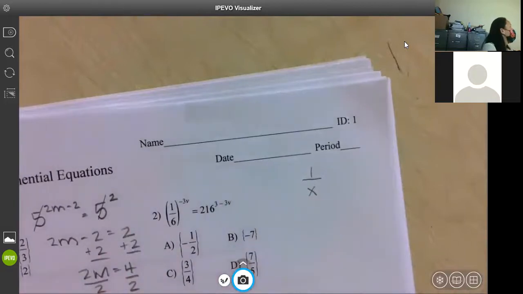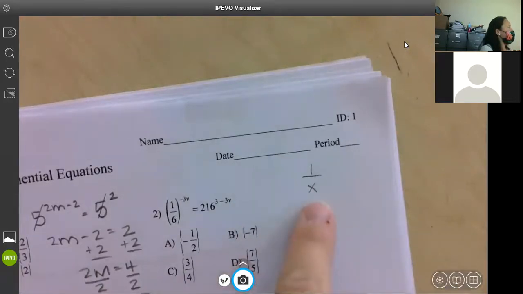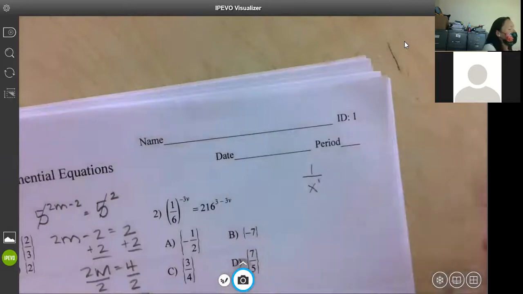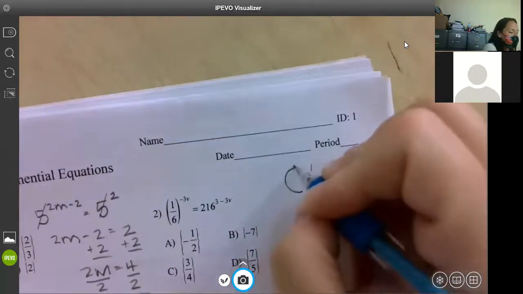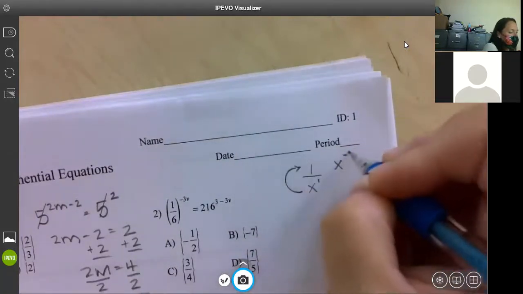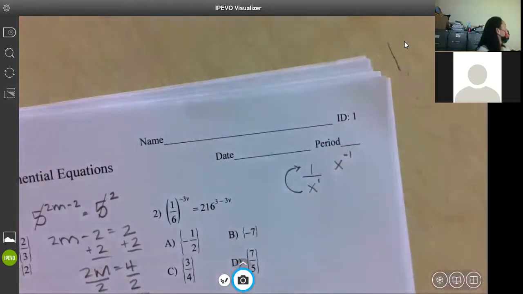Close. So what you change is actually the power. Okay. So what is this power right here? 1. So to get it to the top, we move it to the top, but we change the sign of the power to a negative. Does that make sense? All right.